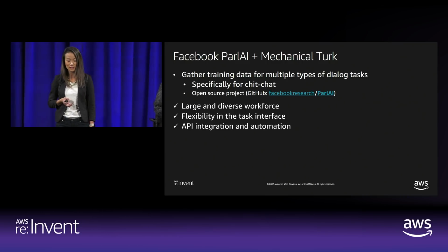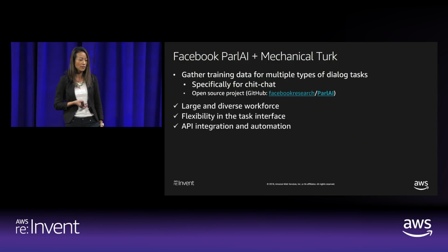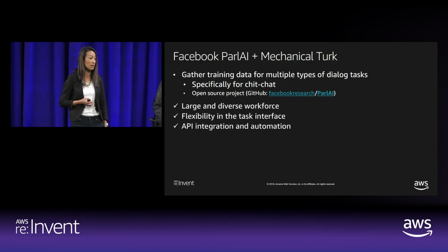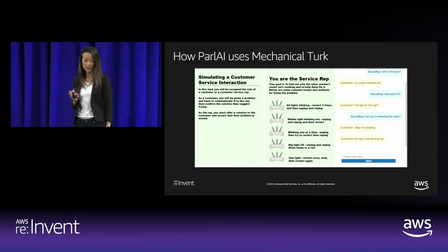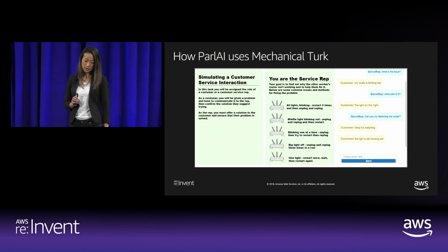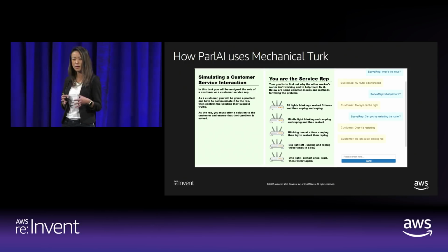I'm going to show you what that looks like in a second. And then, of course, they like the API integration and the ability to automate their processes. So here's an example of a task. What we have here is you're trying to simulate a customer service interaction. In this case, there's something wrong with the cable modem.